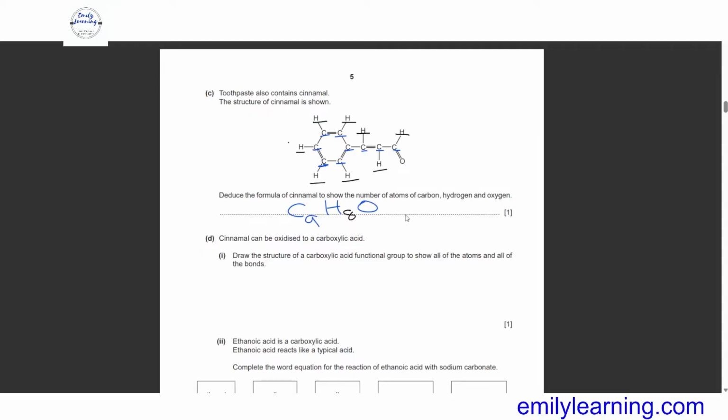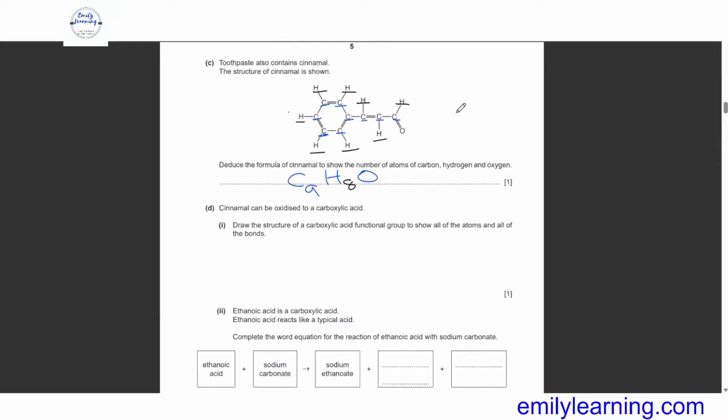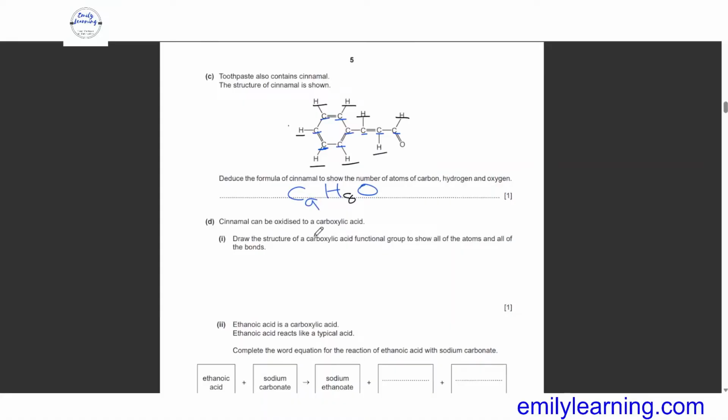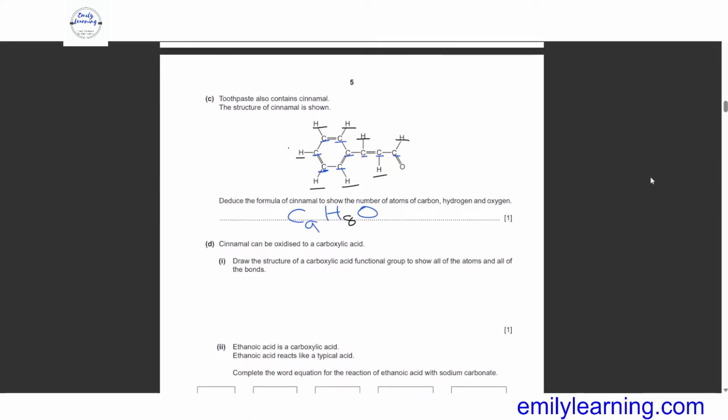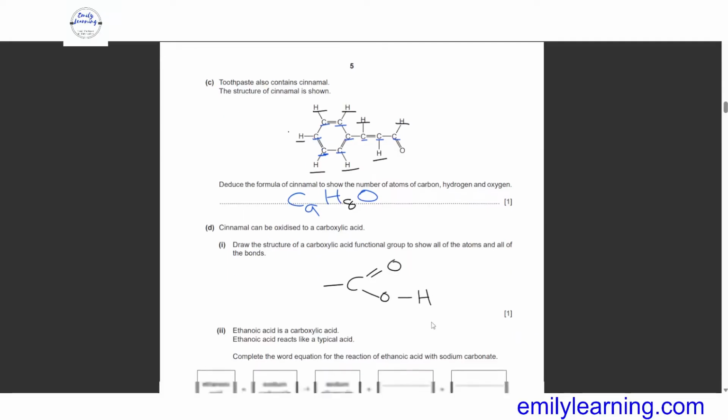Okay. Next, moving on, cinnamol can be oxidized to form carboxylic acid. Draw the structure of carboxylic acid functional group to show all the atoms and all of the bonds. So it can be oxidized to form a carboxylic acid. They only ask you to draw the structure of the carboxylic acid functional group. So you just draw it out and you get your 1 mark, which is this, COOH.